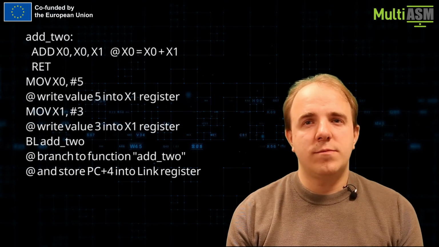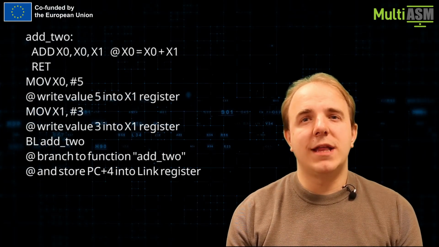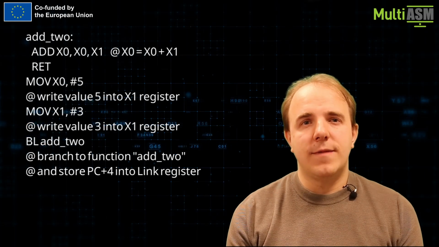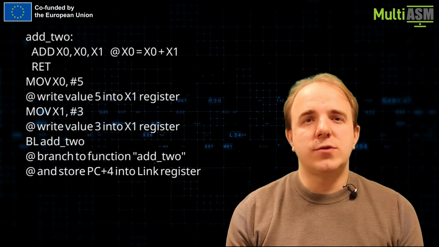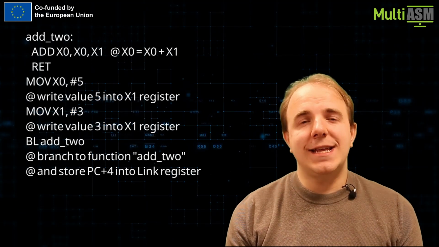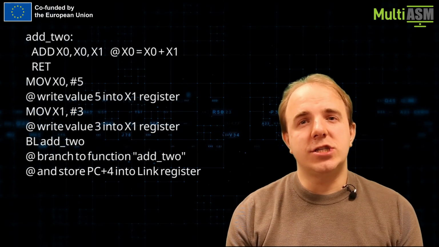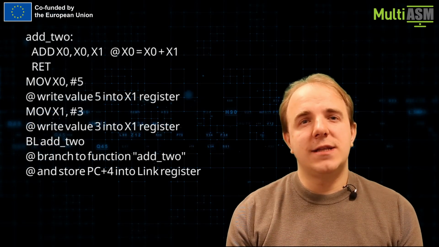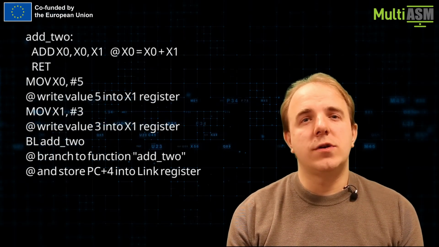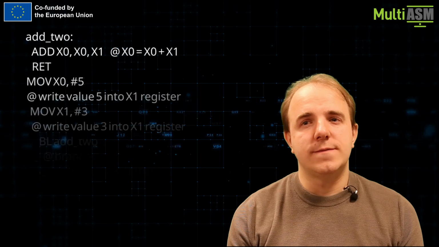To call a function, ARM64 uses the BL instruction, branch with link. This instruction does two things at once. First, it jumps to the function's label. Second, it saves the return address in the link register, also known as register x30. This stored address tells the processor exactly where to continue once the function finishes.